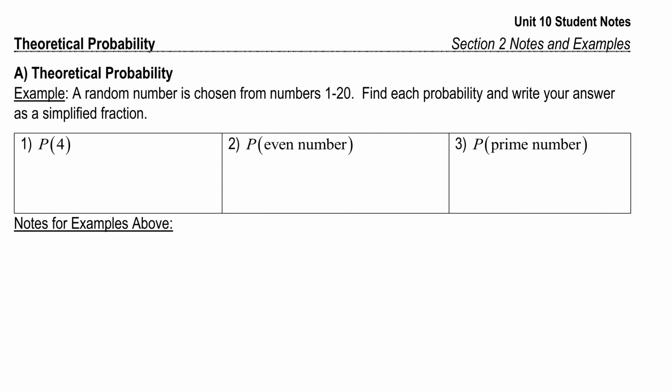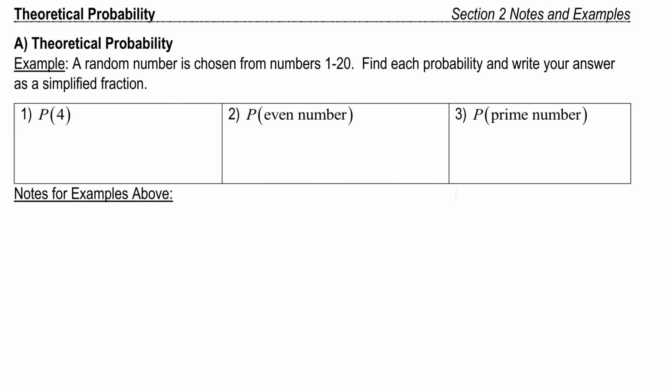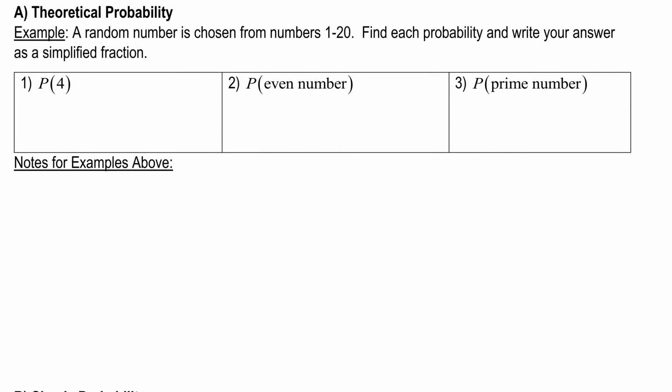This is Unit 10, Section 2, Theoretical Probability. First part is just theoretical probability. So example, a random number is chosen from numbers 1 through 20. Find each probability and write your answer as a simplified fraction. Okay, before we do the problems, let's do the notes real quick. Stuff you need to know.